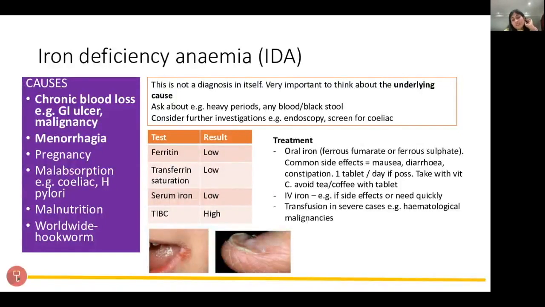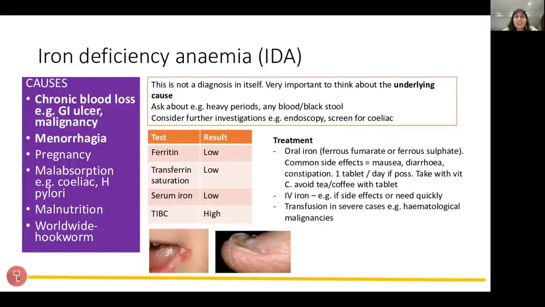And then the treatment, so several different ways you can replace iron. The commonest in the community is oral iron. We usually give that as either ferrous fumarate or ferrous sulfate. These oral iron tablets tend to have a lot of side effects, in particular GI side effects. People tend to get either constipated or have diarrhea, and can often feel quite sick with it.